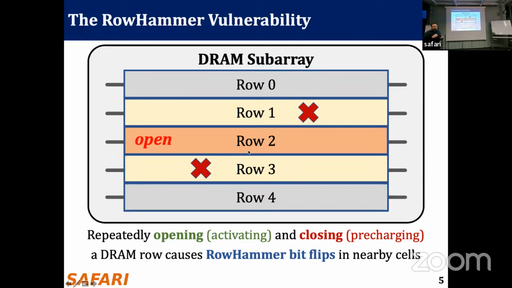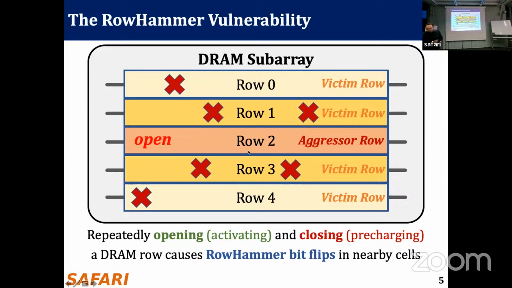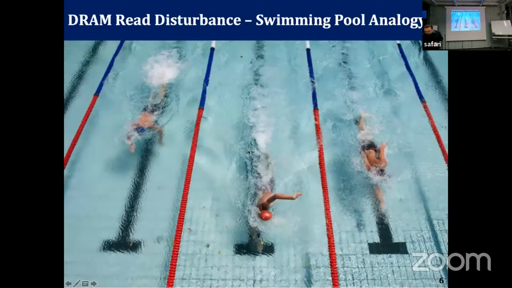You basically hammer a row, and then you induce bit flips in the nearby locations. It essentially breaks the memory isolation, which is a fundamental safety and security primitive, so that you can change the data without accessing it. And that data might not even belong to you. When you do this many times, you have many bit flips around the chip. For terminology, we call the row that we keep hammering the aggressor row, and the other rows that are affected victim rows.